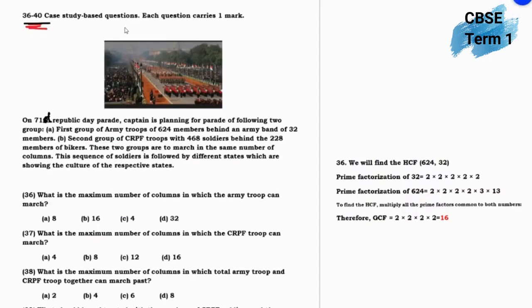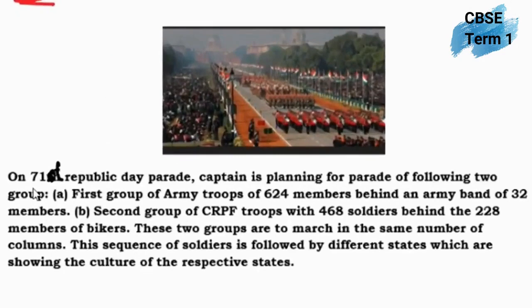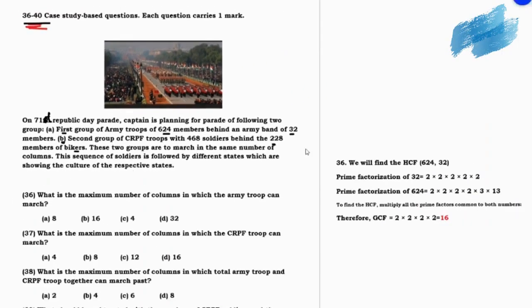Questions 36 to 40 are case study based questions from the Real Numbers chapter. On the 71st Republic Day parade, the Captain is planning a parade of the following two groups. The first group is army troops of 624 members behind an army band of 32 members. The second group is CRPF troops with 468 soldiers behind 228 members of bikers. These two groups are to march in the same number of columns. This sequence of soldiers is followed by different states, which show the culture of the respective states.